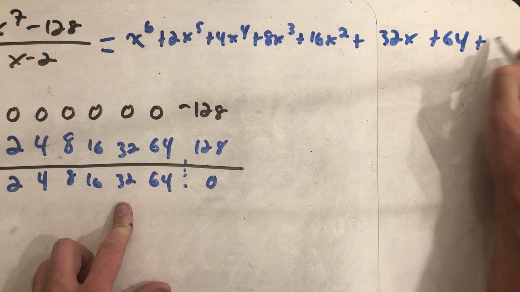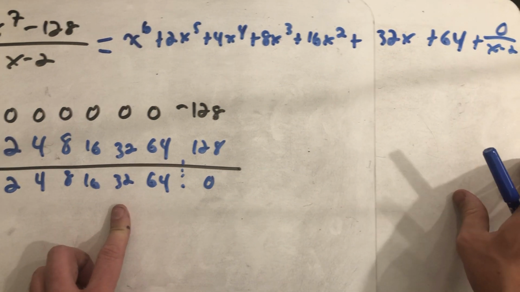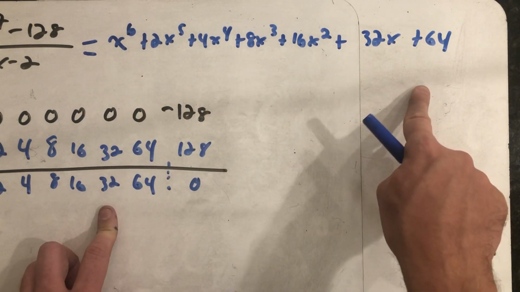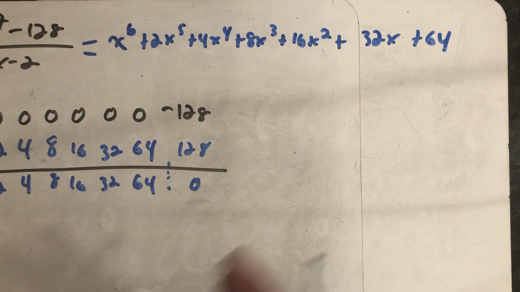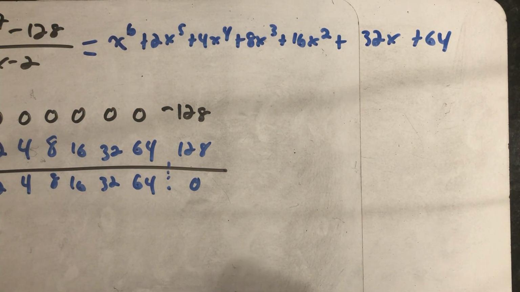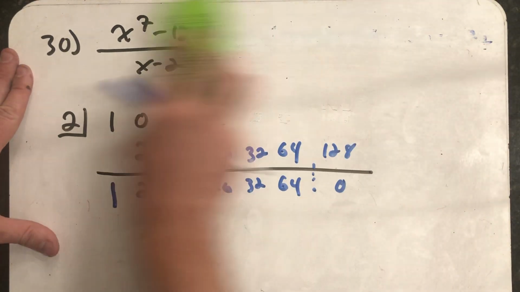And then we'd usually write plus 0 over what we were dividing by, but anything divided by 0 is, well, 0. And that's what a remainder of 0 means. We've divided this evenly. X minus 2 goes into this evenly. So that's pretty cool. All right, so that was number 30.